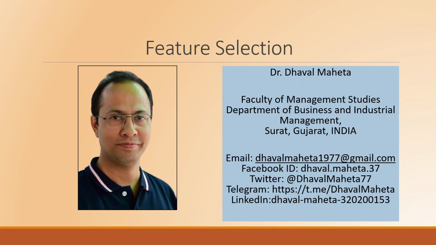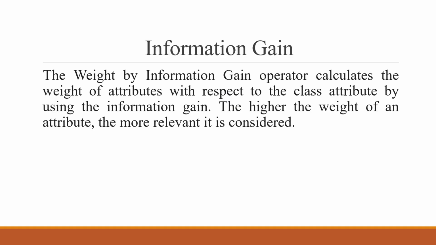This is Dr. Dhaval Maheta, and today we will understand how to carry out feature selection of attributes in RapidMiner. For this, we will be using many operators. We will see them one by one. The first operator which we will be using is information gain. Basically, this operator calculates the weight of attributes with respect to the class attribute by using the information gain. The higher the weight of an attribute, the more relevant it is considered.